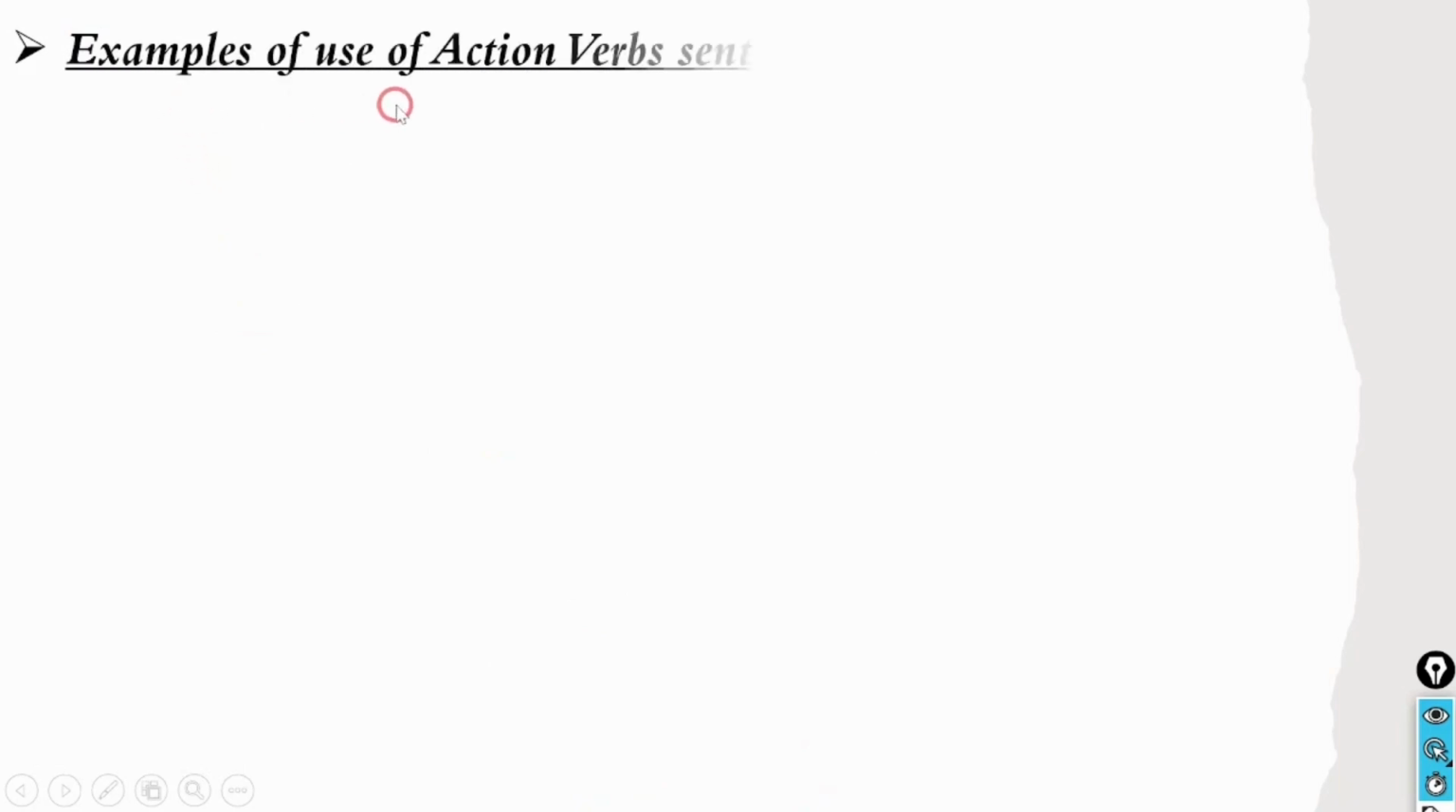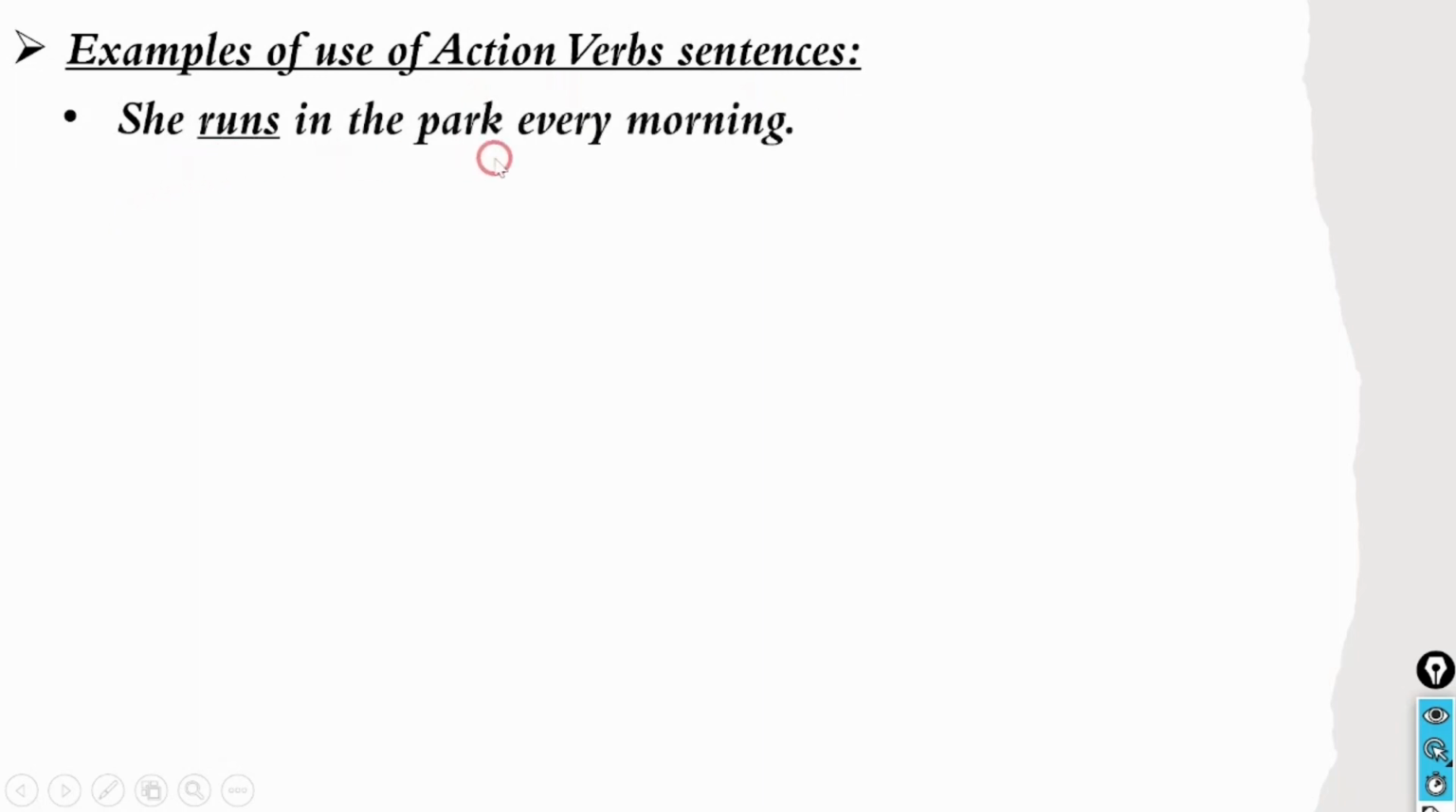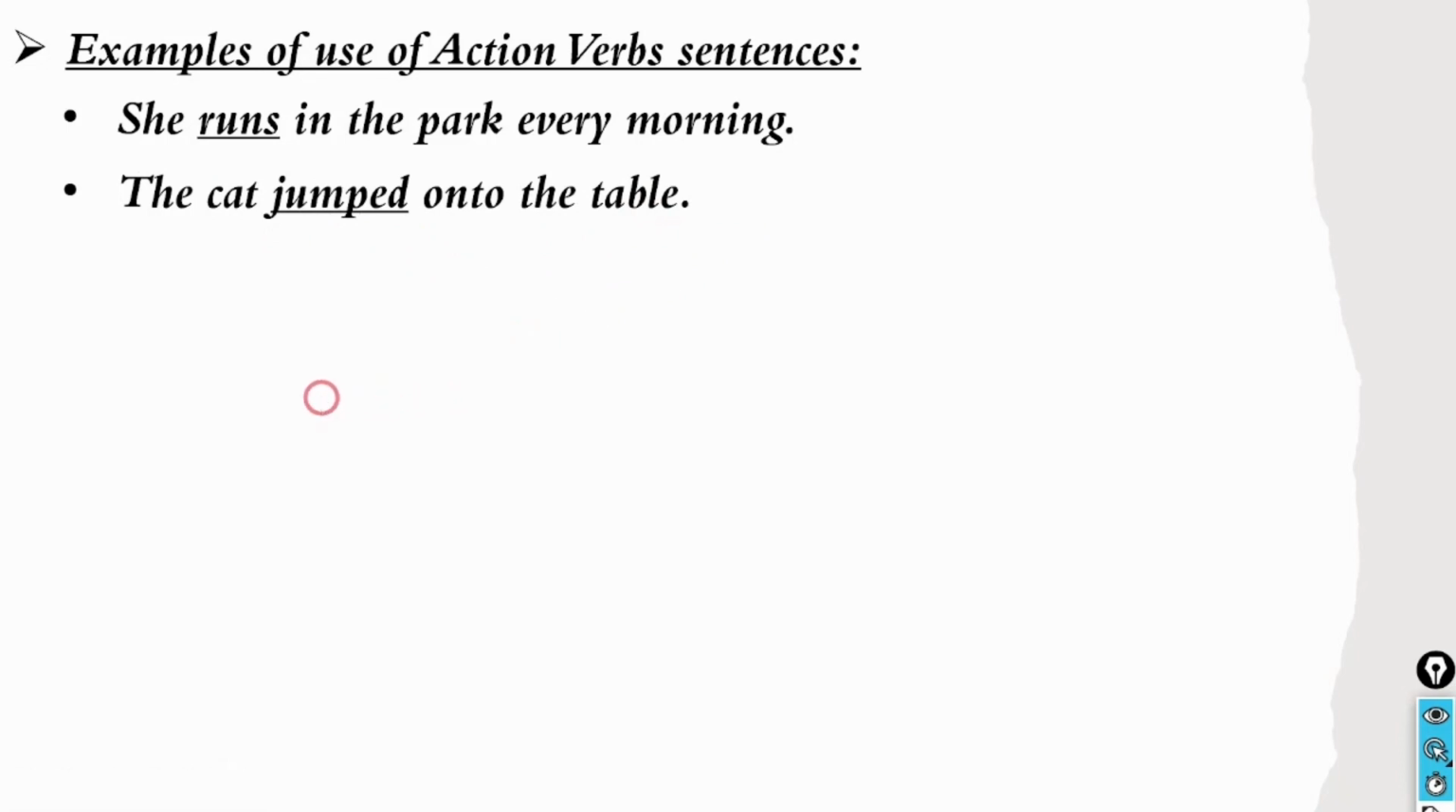For instance, we are looking at examples of the use of action verbs in sentences. We say, she runs in the park every morning. She runs in the park every morning, meaning this person moves faster in a park every morning. Then next, the cat jumped onto the table, meaning the cat had to move up and then come down on the table. It is telling us the action that the cat did. What did the cat do? Jumped, meaning it went up onto the table.